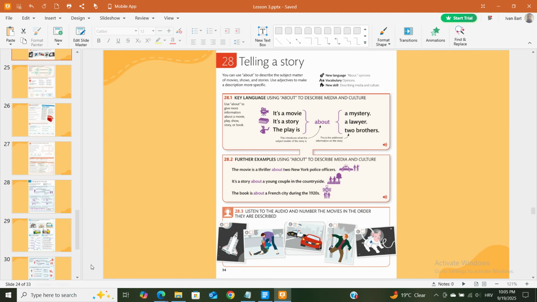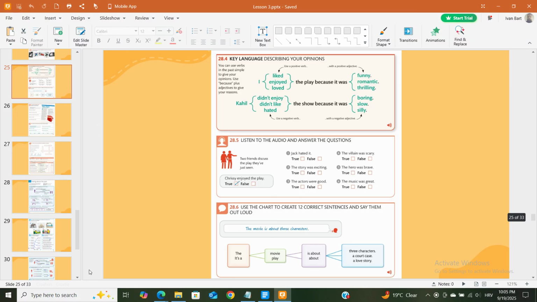28.3 Listen to the audio and number the movies in the order they are described. 28.4 Key language: describing your opinions. You can use verbs. In the past simple, use a positive verb with a positive adjective. To give your opinions, use because plus adjectives to give your reasons.